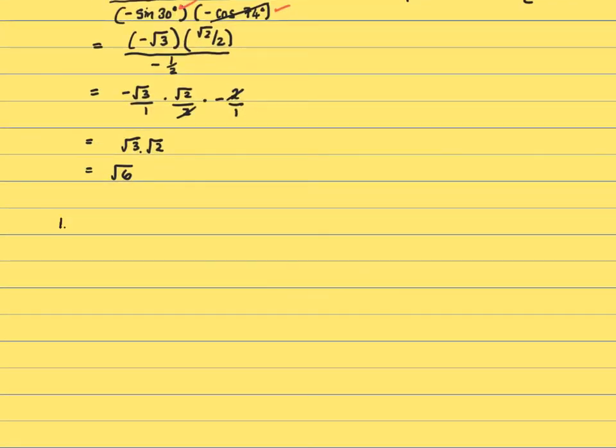Question 1.2.1 asked me to prove that negative tan squared theta all over cos to the power of 4 of theta minus 1 was equal to 1 over cos squared theta minus 1 over cos squared theta plus 1.